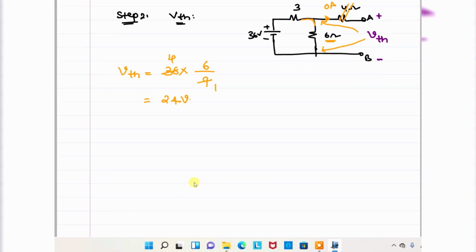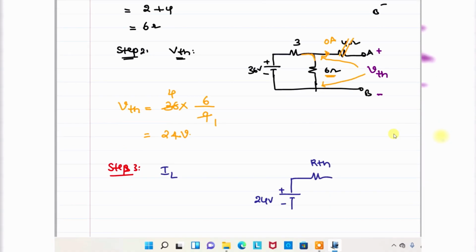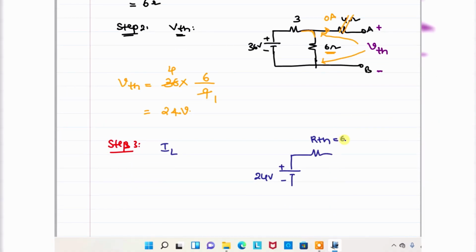They are asking about the current, so that is step 3. Step 3 is the load current. You know Thevenin's voltage is 24. Thevenin's resistance, how much resistance did you get? Just look here, 6 ohms. And they are asking about the load resistance current at the A and B terminals. This is 12 ohms.